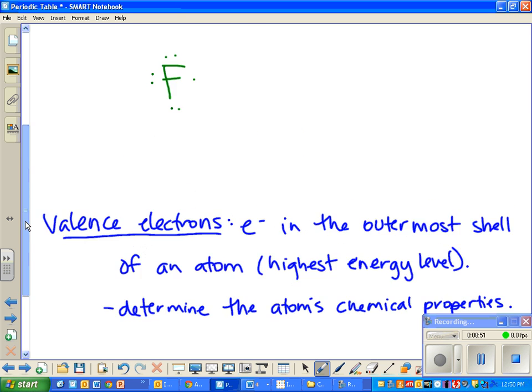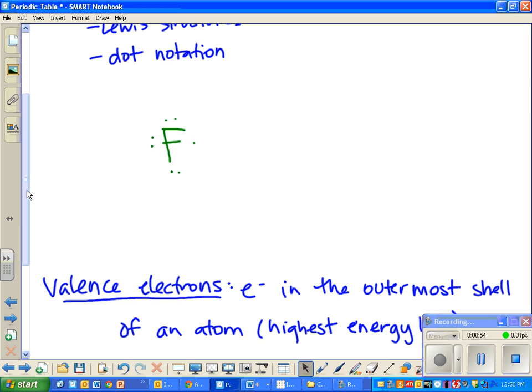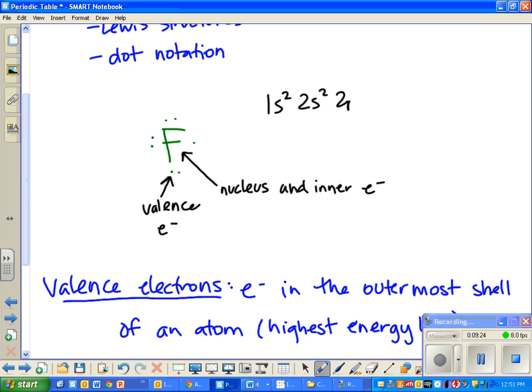So if we go back up to our example with fluorine, let's label that the dots represent the valence electrons, and that the symbol represents the nucleus and inner electrons. Fluorine has 7 because we have 1s2, 2s2, 2p5. So our highest energy level, furthest away from the nucleus, would be 2. 2 plus 5 is 7 valence electrons.